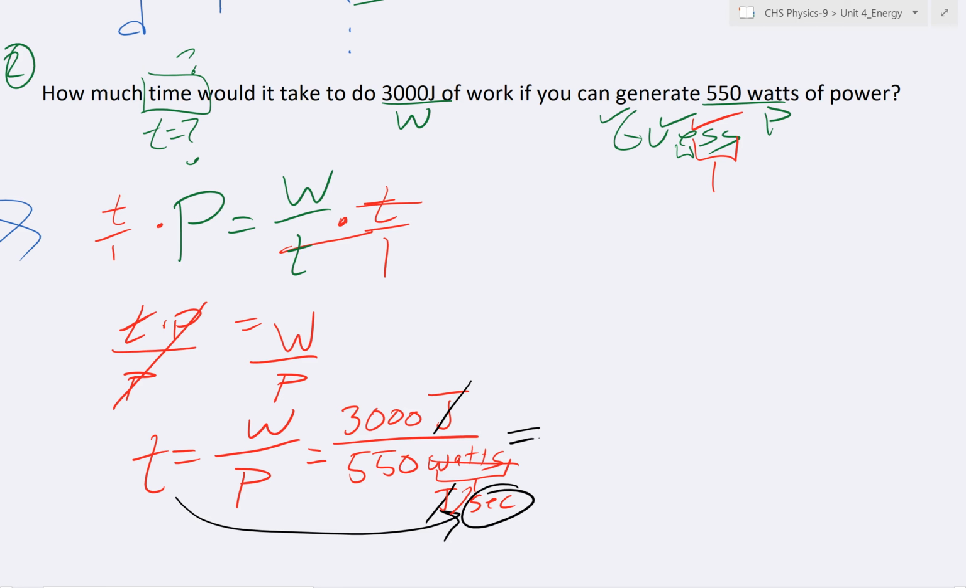I'm going to type this into my calculator. I get a whole bunch of repeating decimals, but I end up with 5.45 if I round, and then my units are seconds. And that's my answer.